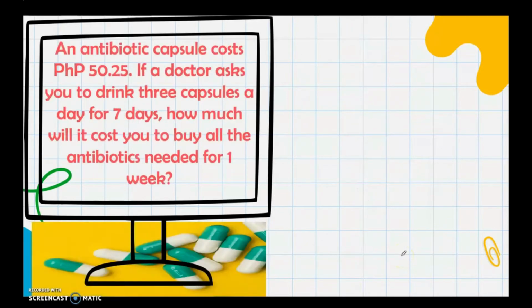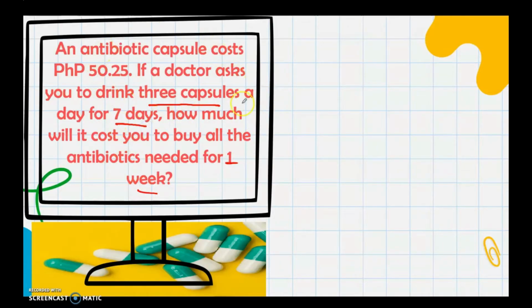Next. An antibiotic capsule costs 50 pesos and 25 centavos. If a doctor asks you to drink 3 capsules a day for 7 days, how much will it cost you to buy all the antibiotics needed for 1 week? So for 1 week, that's 7 days.